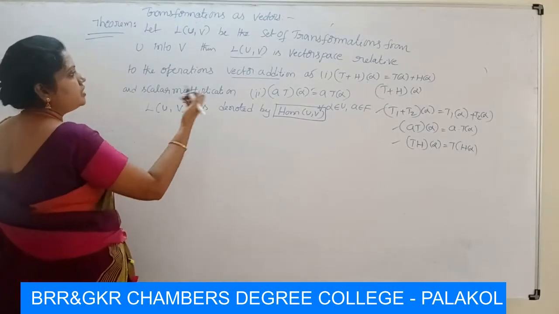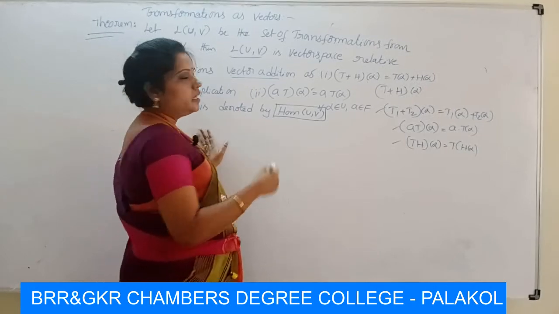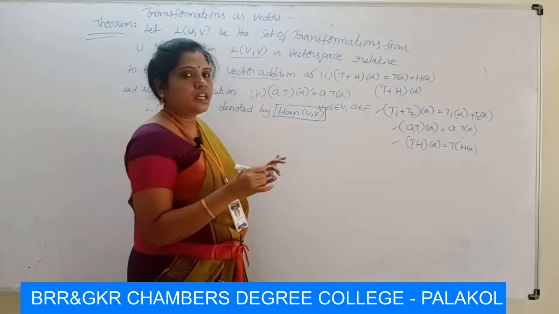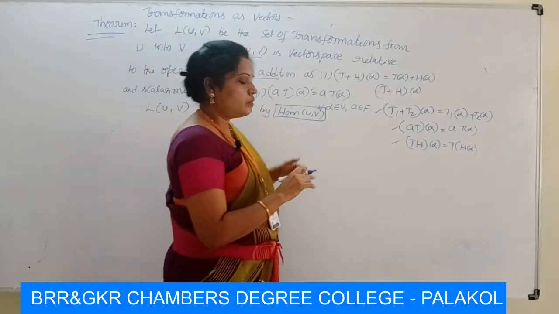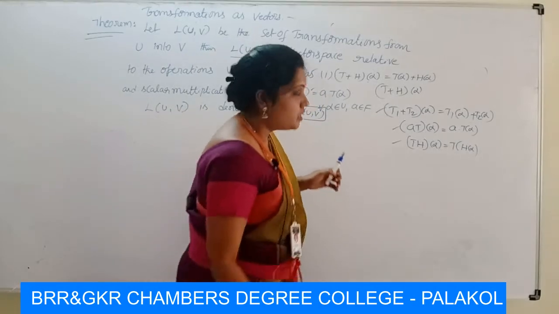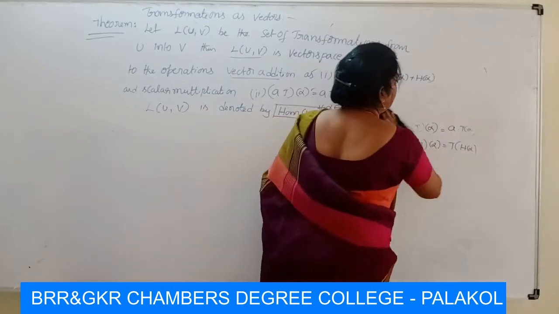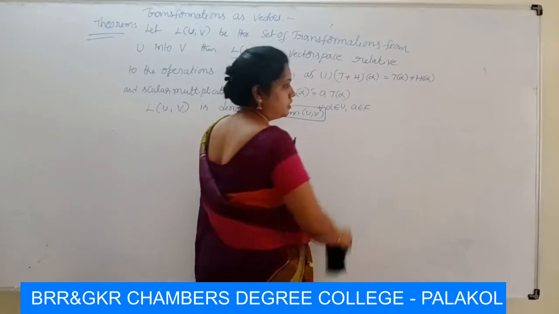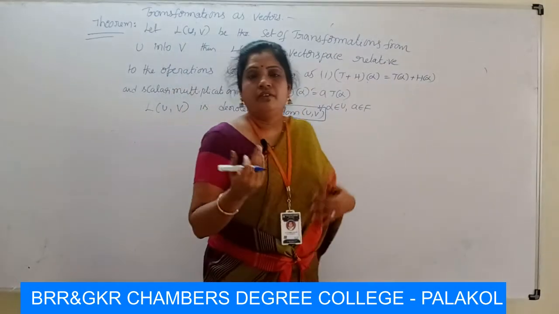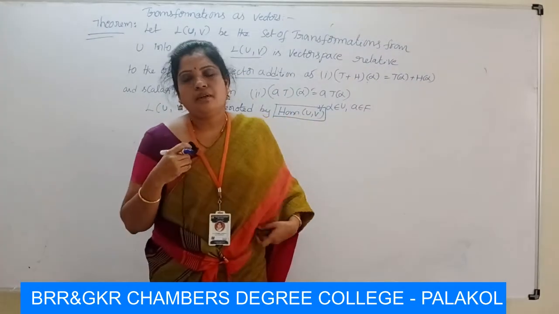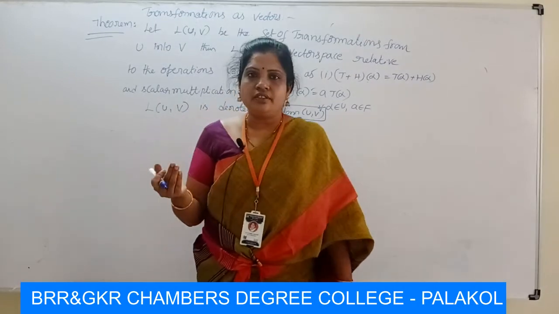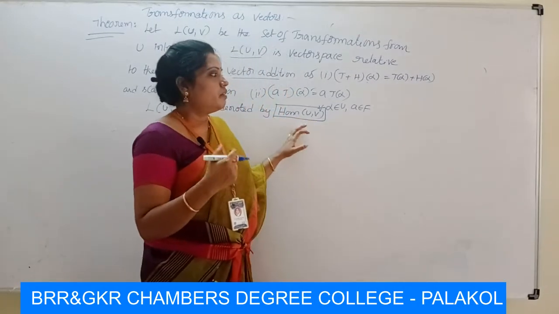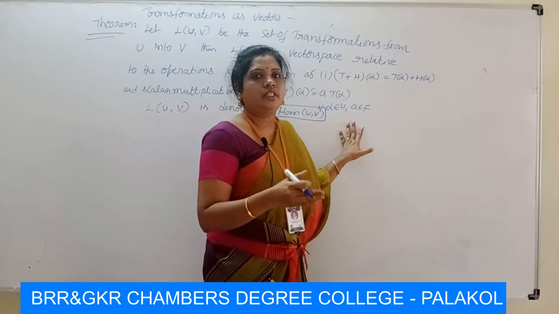First of all, what is the definition of a vector space? Here we have to prove L of UV is a vector space. Now, the definition of a vector space, simply I write it here. That is, we know that V is a set of all elements, those are called vectors, and F is a field of numbers, those are scalars.